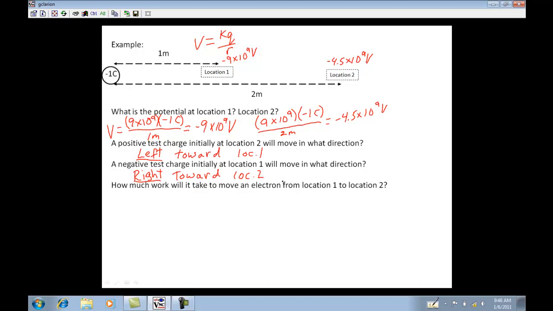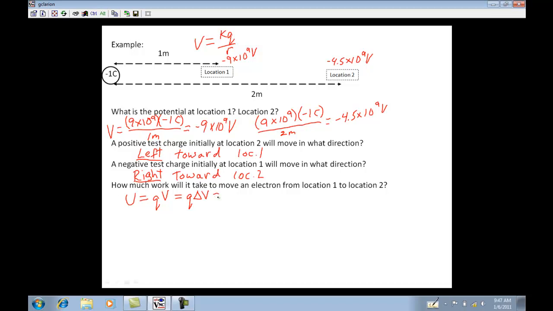Okay, now if we had to calculate how much work it will take to move an electron from location 1 to location 2, how would we do that? Any ideas? What equation would I start off with? Change in energy is charge times voltage. Good. So the work in this case, which they use U for the energy, is going to be QV. Specifically, it's going to be Q delta V.